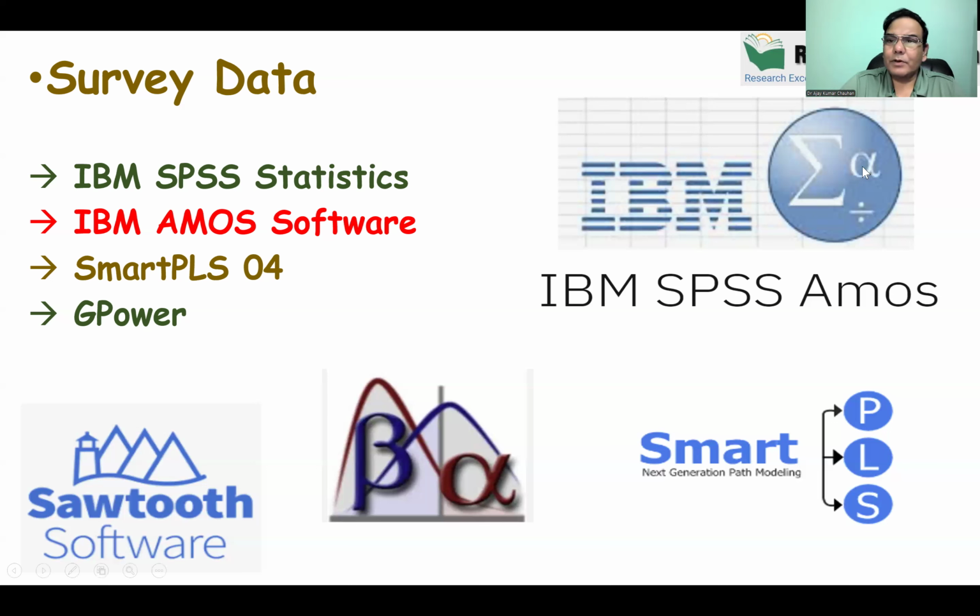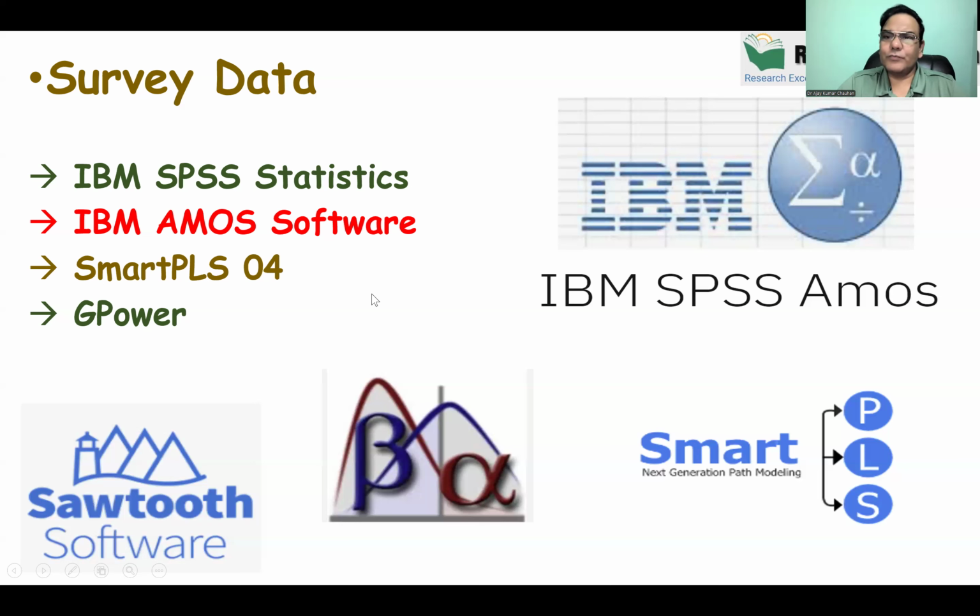Now IBM SPSS and IBM AMOS. These are the products of IBM. Earlier, there was a company called SPSS, but it was acquired by IBM. So now IBM owns these two brands, SPSS and AMOS. Then this is the logo of SmartPLS, and beta alpha is the logo of the G Power software.